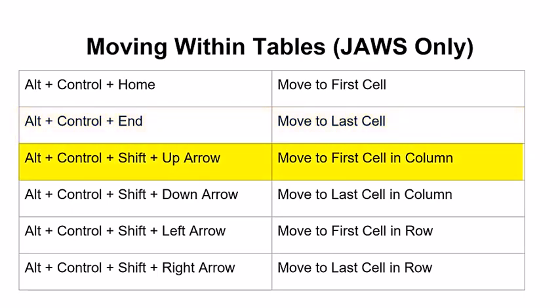Alt Control plus Shift plus up arrow will move to the first cell in a column. And Alt Control Shift plus down arrow will move to the last cell in a column. Alt Control Shift left arrow will move to the first cell in a row, while Alt Control Shift right arrow will move to the last cell in a row.